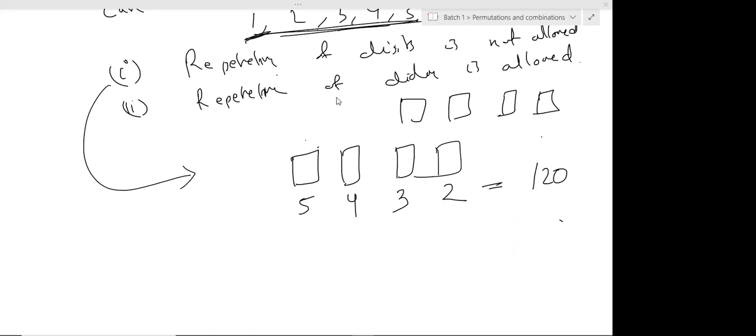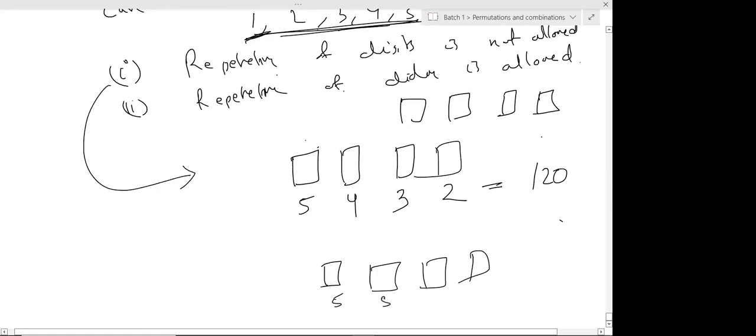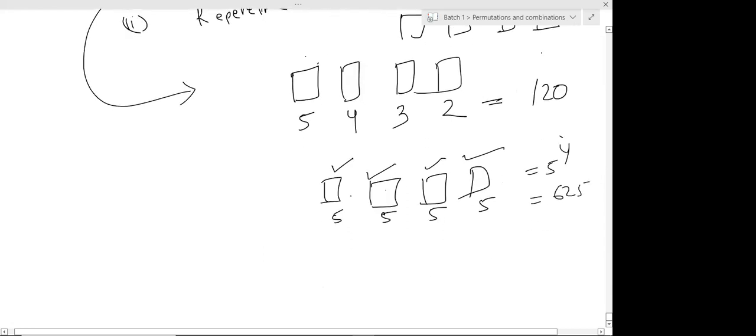So first box can be filled in 5 ways, and because the digits can be repeated, this can also be filled in 5 ways, 5 ways, 5 ways, and we have to fill all of them. We have to fill this and this and this and this. So 5 raised to the power 4, that is 625. So I hope everyone is clear about that. Next question.